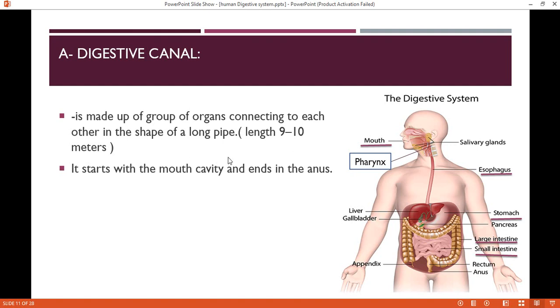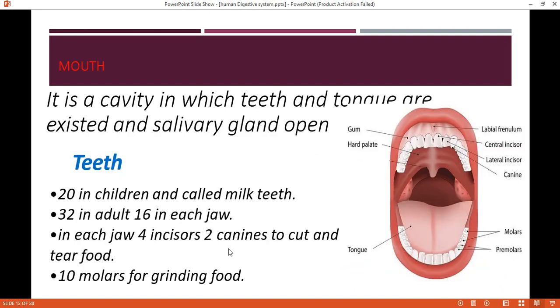The digestive canal is made up of a group of organs connecting to each other in the shape of a long pipe. The length of it is 9 or 10 meters. It starts with the mouth and it ends at the anus. Here is the anus. It starts with the mouth. Let's see how many teeth in adults. In adults, we have 32 teeth and 16 in each jaw.